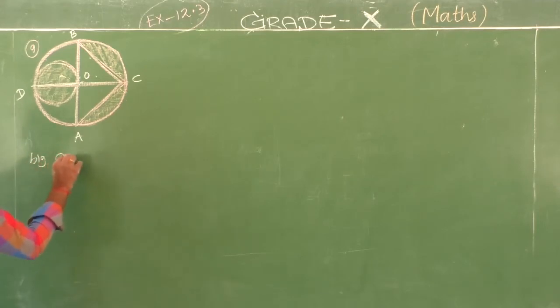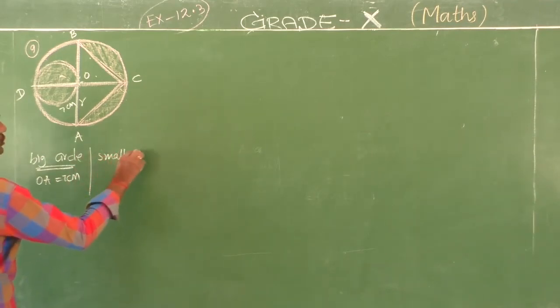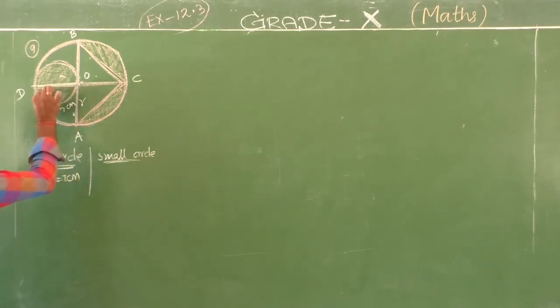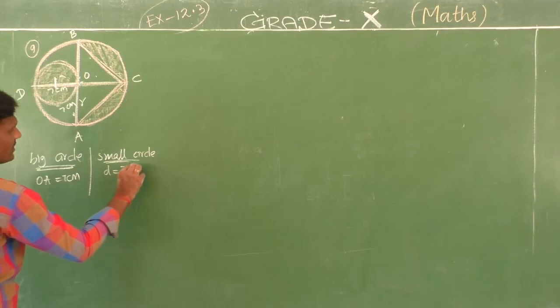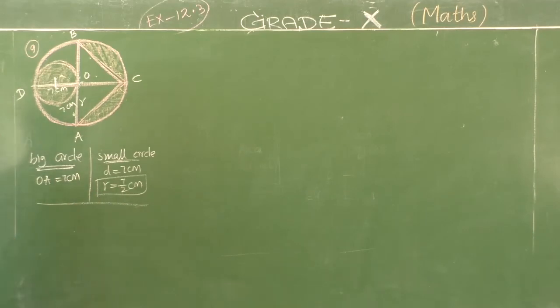So what are the things I am giving you? The big circle has OA equal to 7 centimeter. OA is the radius, 7 centimeter, of the big circle. Now the small circle: its diameter is 7 centimeter, but the radius is half of that, 7 by 2. So diameter equals 7 centimeter, radius equals 7 by 2 centimeter, or 3.5 centimeter.